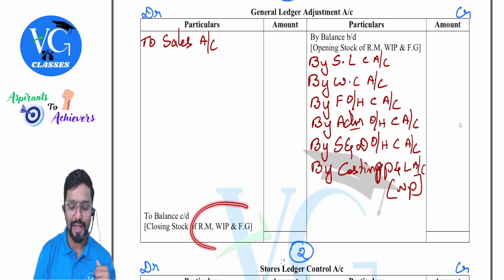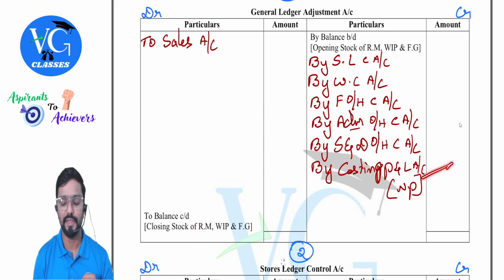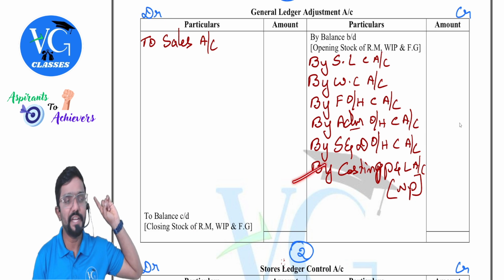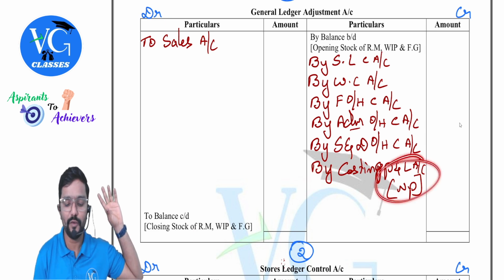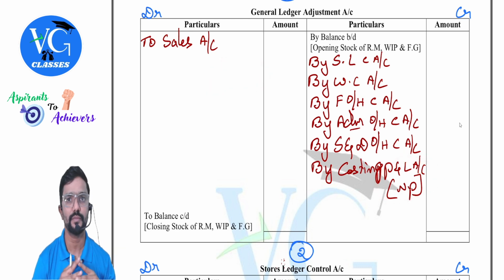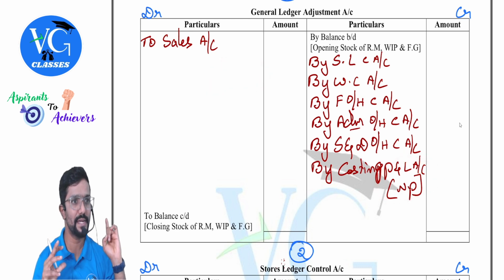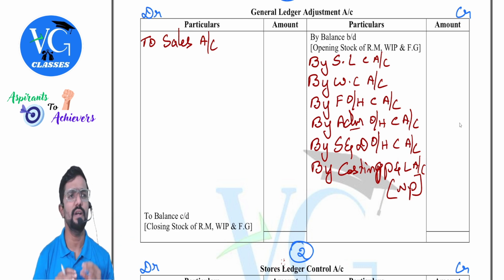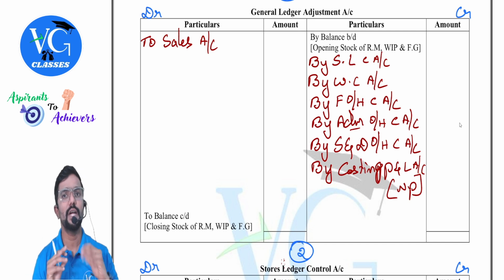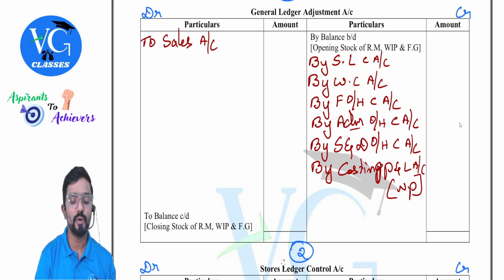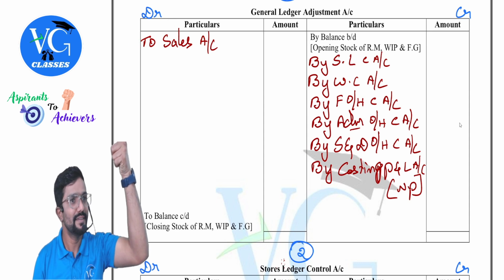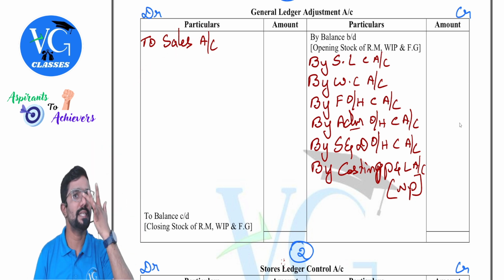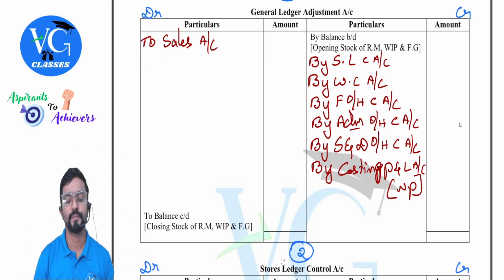Normally, this will be the balancing figure. Whatever the final profit in my costing P&L is, we need to transfer it here. It will be either net profit, or if it is a net loss, it will come here. The costing P&L account we have not yet discussed, we will do it. So this is the first and a very important account. And when you are closing the accounts, close this one at the end. The last account you have to close is the General Ledger Adjustment account.